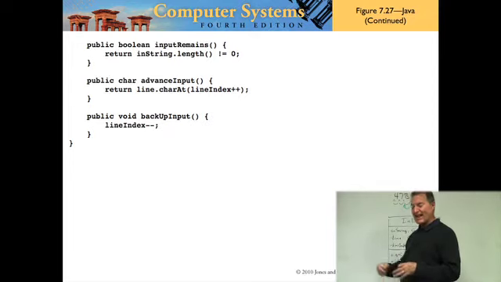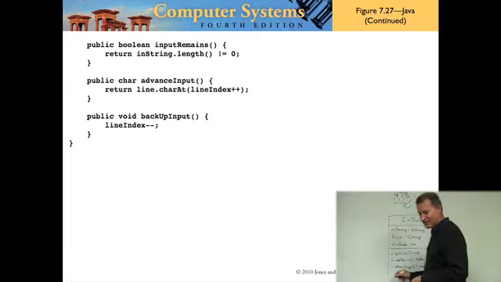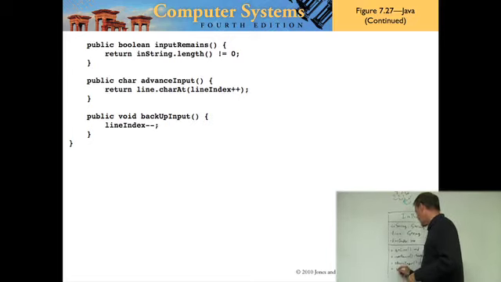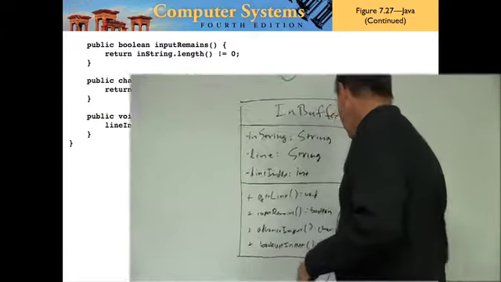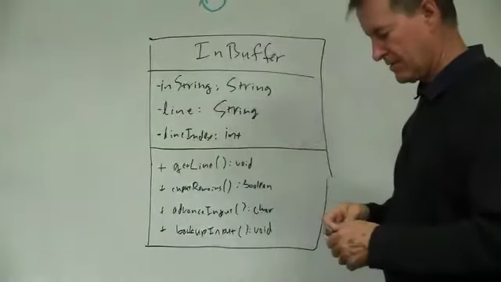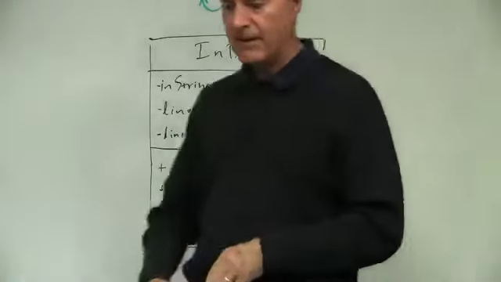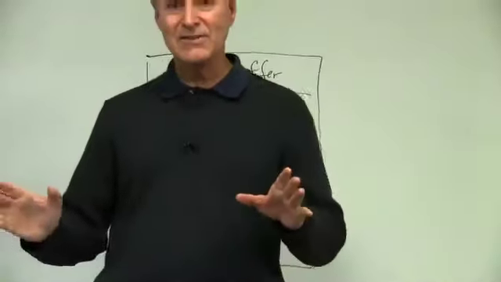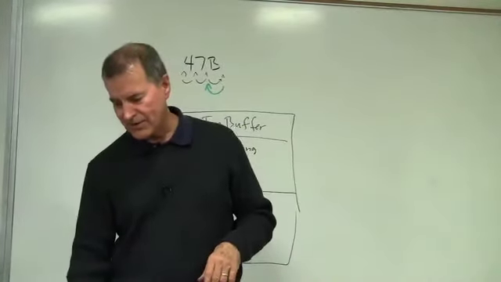And now here's the one that we really need. Backup input. And is all backup input does is what? Line index minus minus. So we can go whoosh, back here. Okay, so backup input, and that's void, and that does our little parsing trick that we need in order to take care of this 47B situation. Yeah, and it's very common. This is all very standard parsing techniques. You know, lexical analysis. Okay.